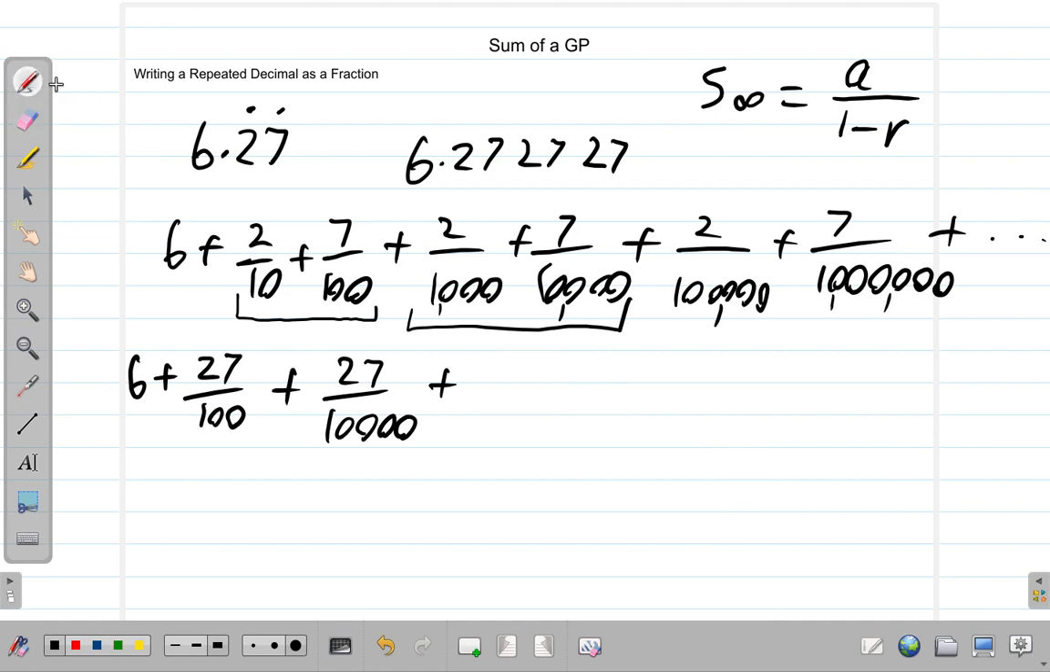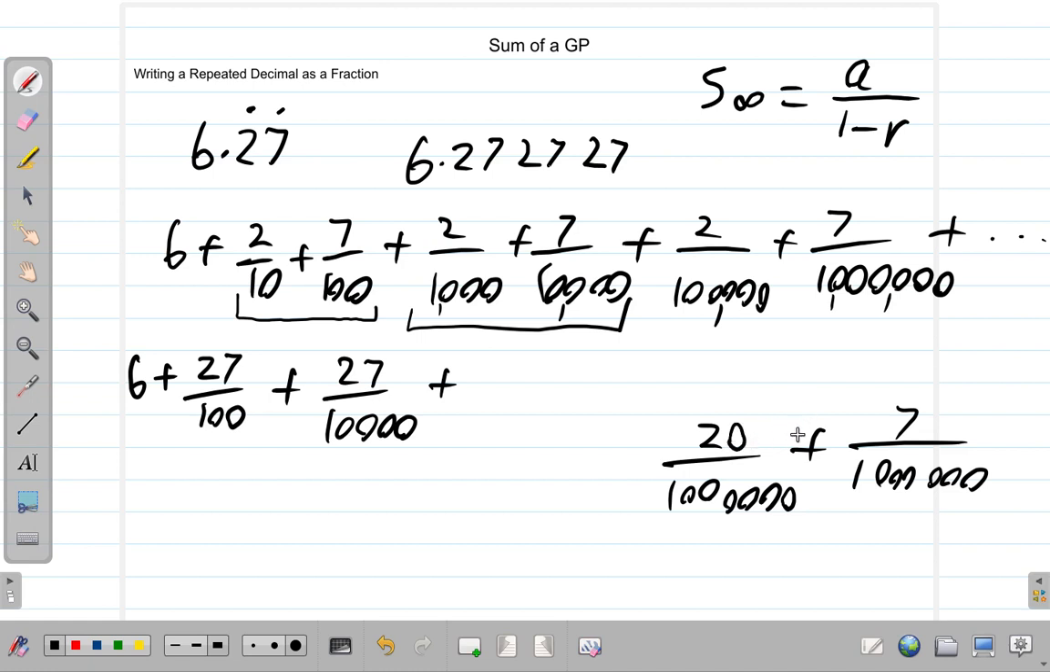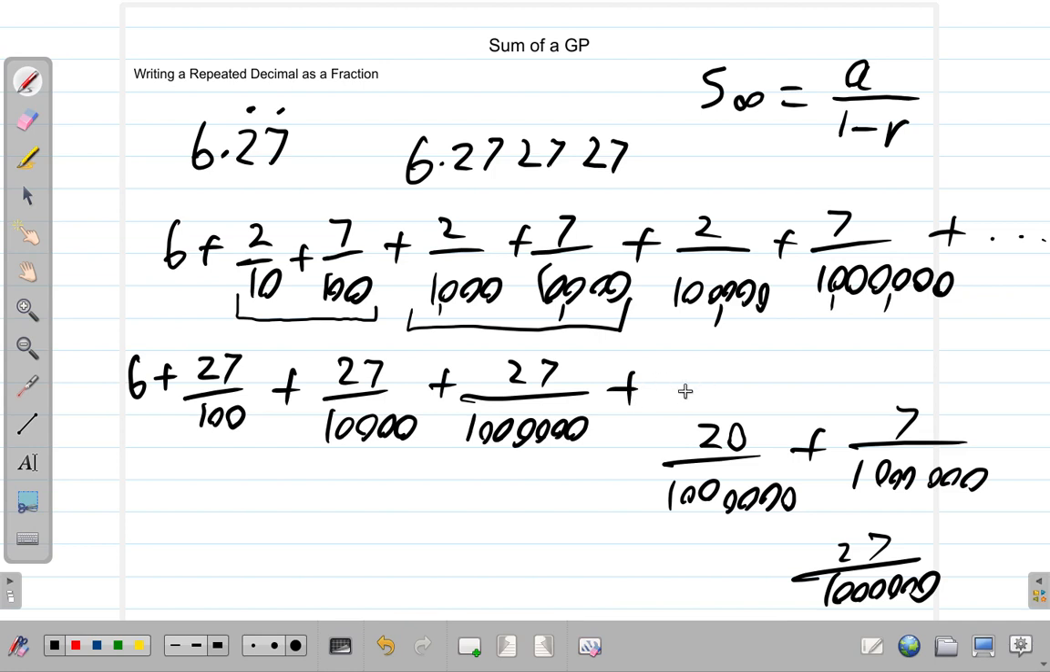What do we have for the next part? This would be 2/100,000 plus 7/1,000,000. If we want common denominators, we multiply the 100,000 by 10 to get 1,000,000. We multiply the 2 by 10 to get 20. So this is 27/1,000,000. So this is 27/1,000,000th plus, and it goes on and on. Alright? It goes on.